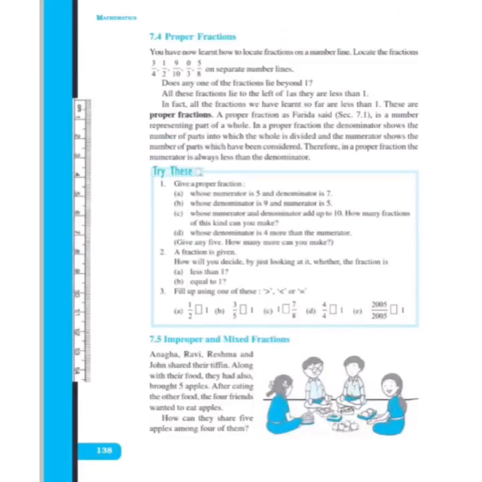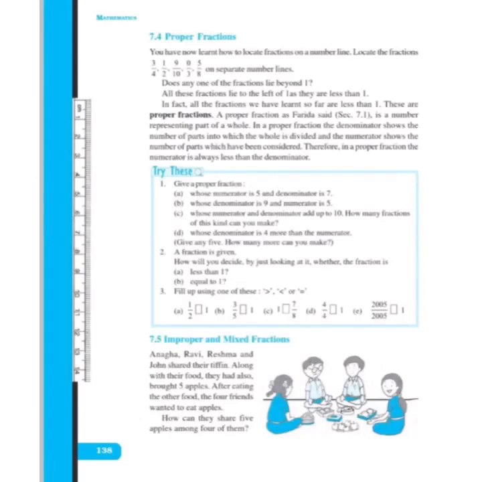Now take out page number 138 and see 7.4, proper fractions. Children, you can see the fractions which are given: 3 by 4, 1 by 2, 9 by 10, 0 by 3 and 5 by 8. Just now you learnt representation of fractions on the number line. So by seeing these fractions, what do you observe?